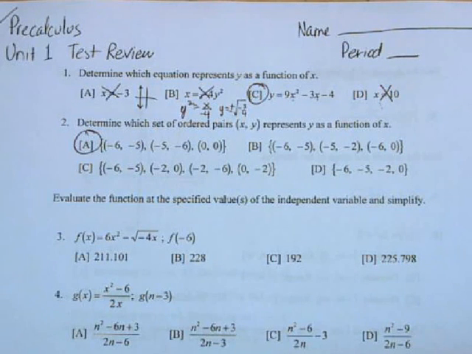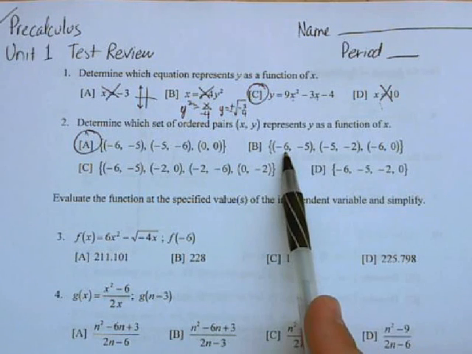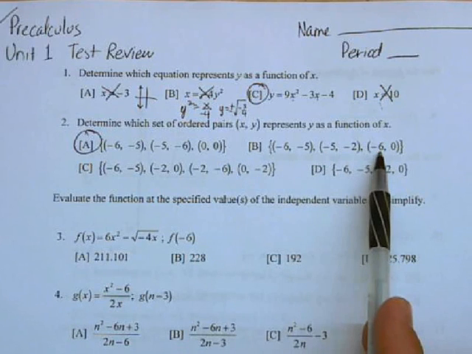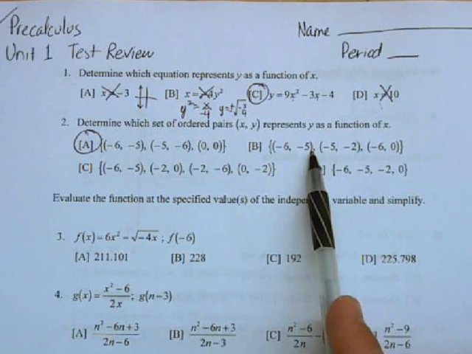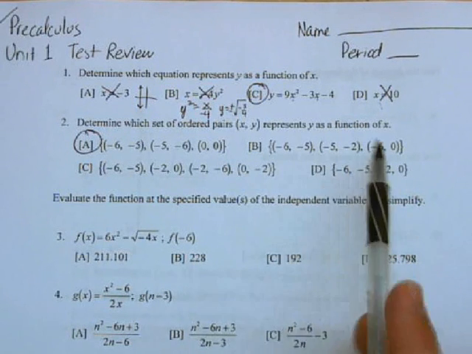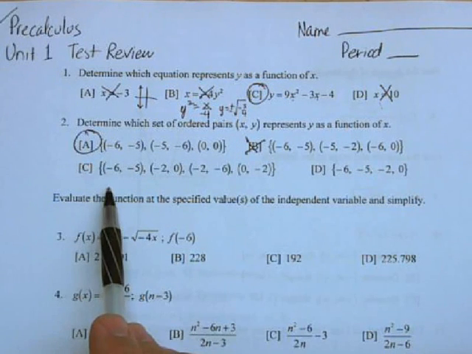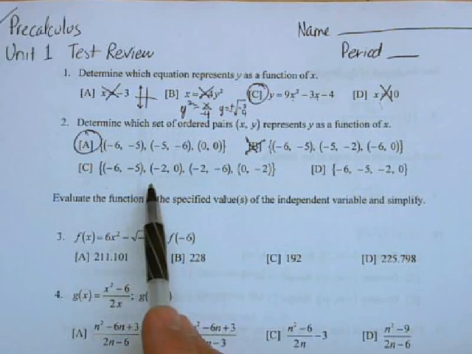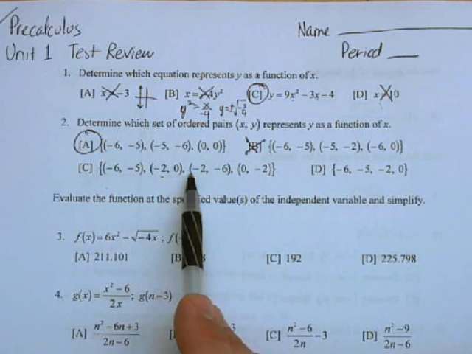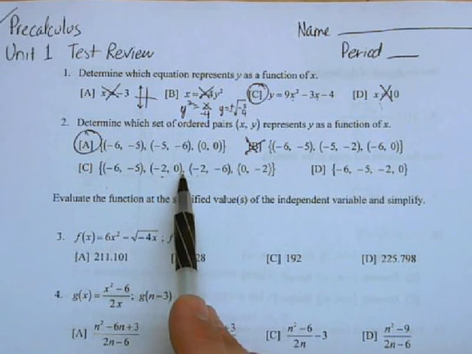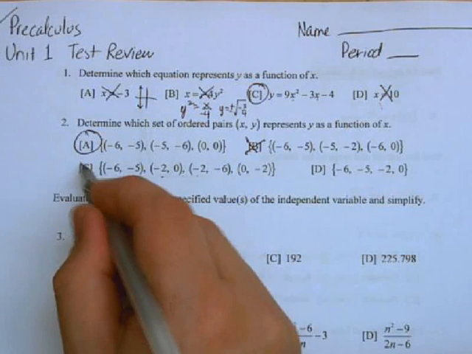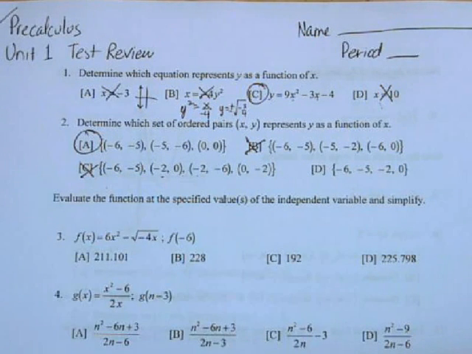The reason B is not a function is because the input of -6 has two different outputs, -5 and 0. Then for the relation on C, we see that an input of -2 has outputs of 0 and -6. Now, D is not a function because it's just a set of numbers. So it's not D.